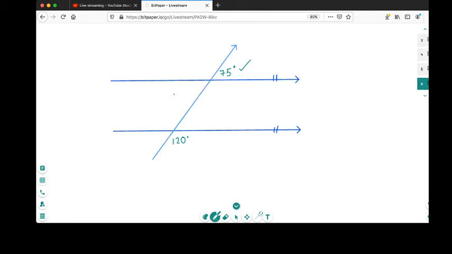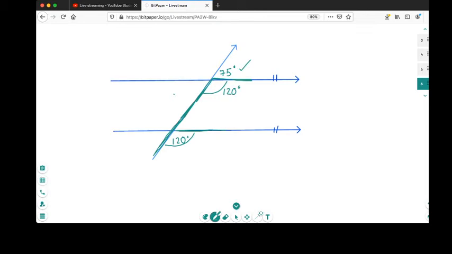Oh gosh, my lines. Okay guys, honestly, my lines, I'm trying to get them as straight as I can. I promise. Okay, so given our F rule, we know that this angle is the same as this angle.